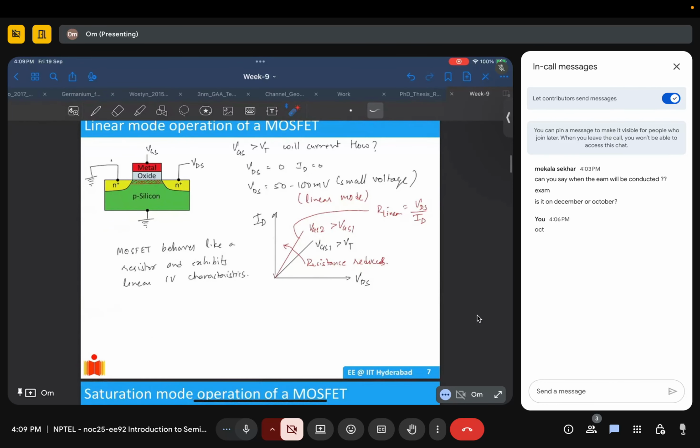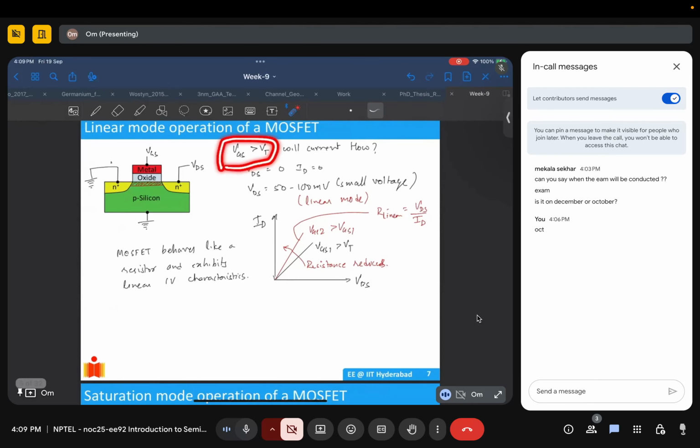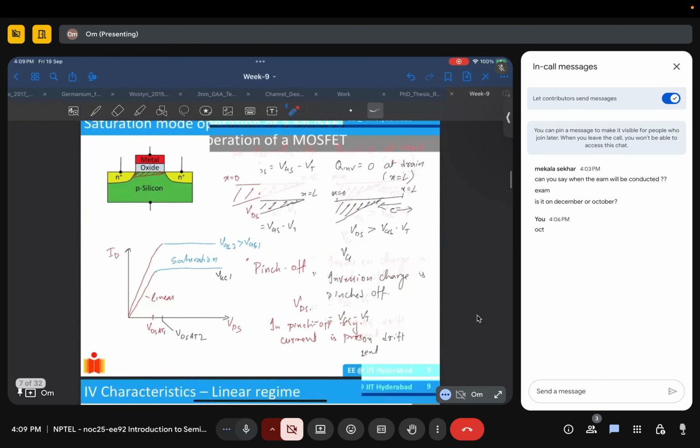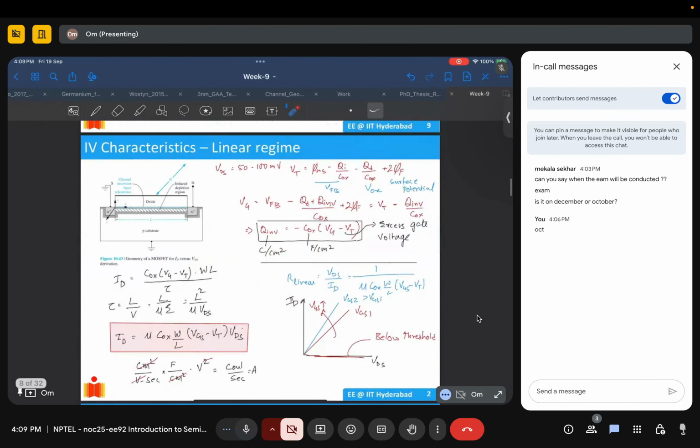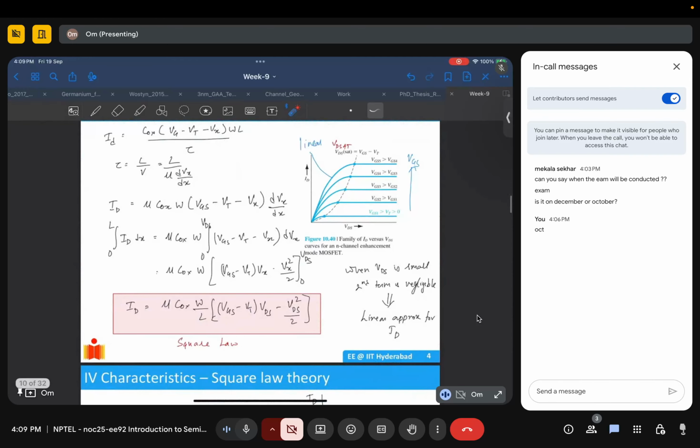When the gate voltage is greater than the threshold voltage, the channel is formed, that is, the MOSFET is on. In that case, when you apply a small drain voltage, it operates in the linear region. This is the current equation in the linear region, which you might have seen earlier also.